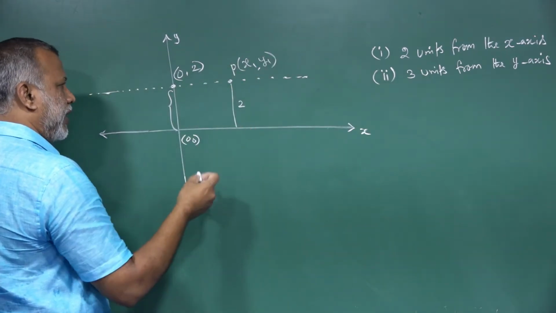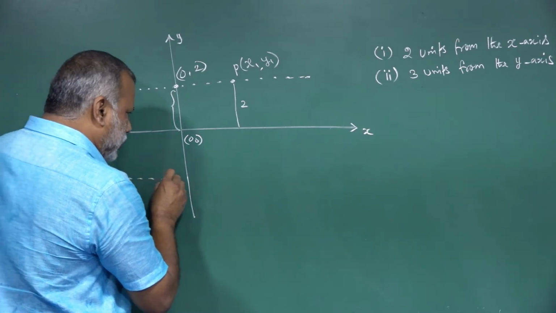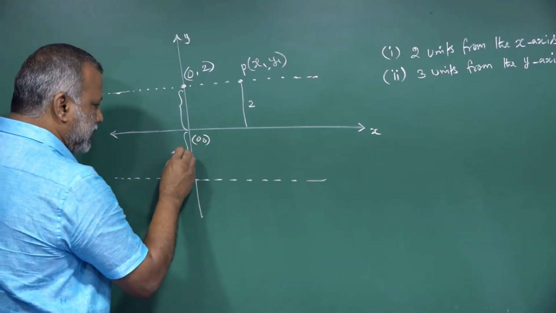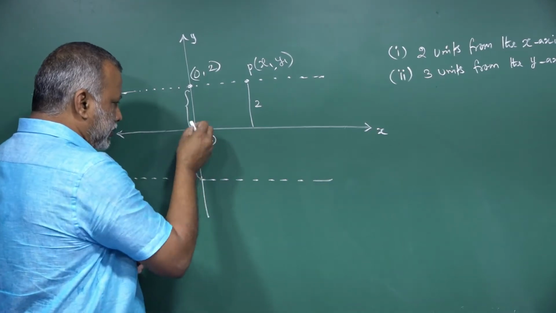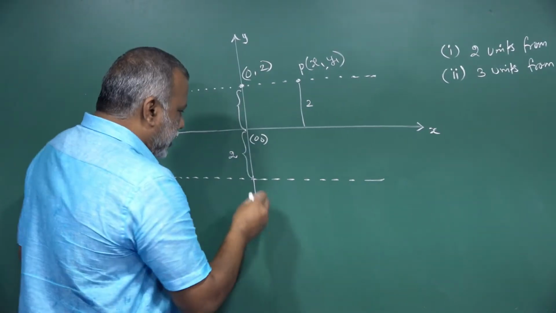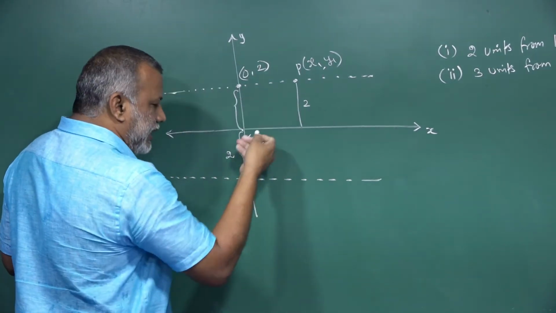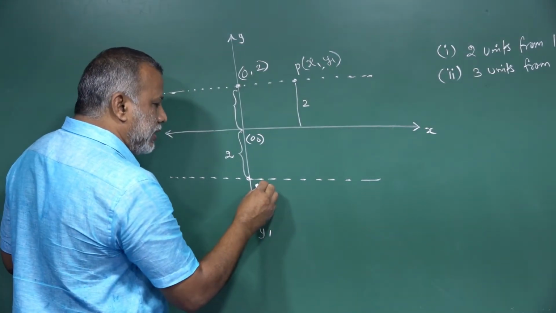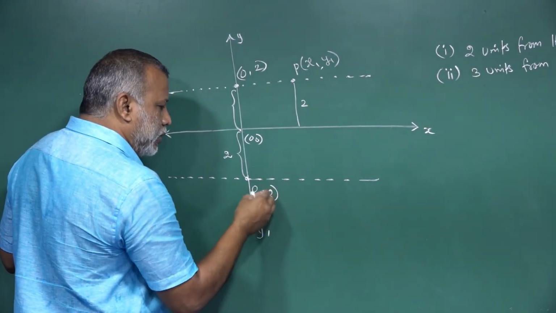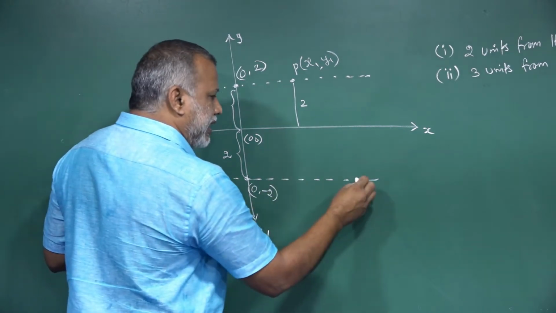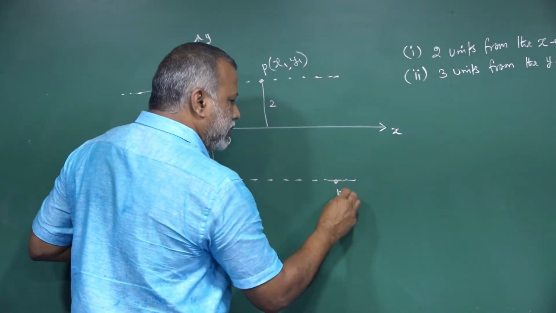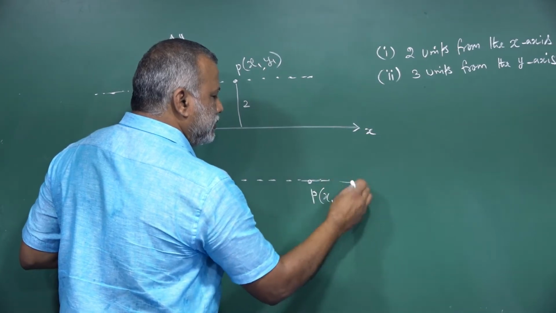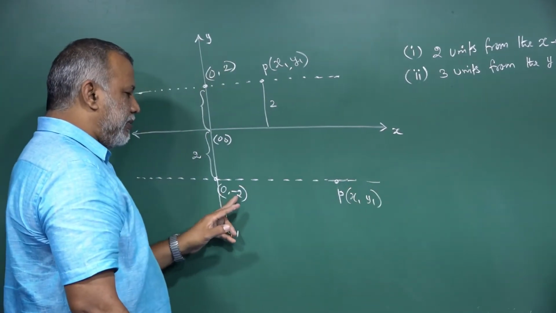Now we have one more idea. From here also I am taking a 2 units distance from the origin. This is also 2 units, but it lies in the negative direction of y, so it is y dash. For example, this point should be (0, -2). Now here we can select a point P of (x1, y1) also. So now listen, (0, -2).